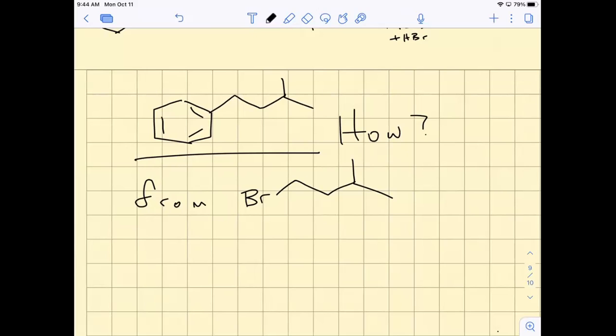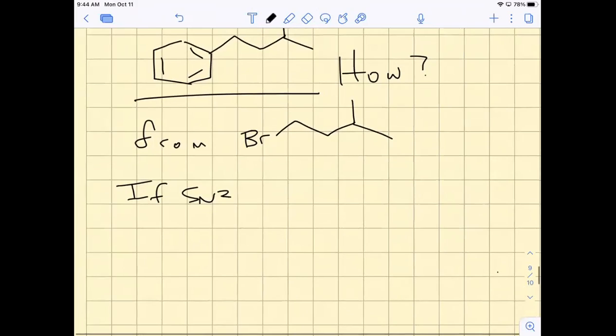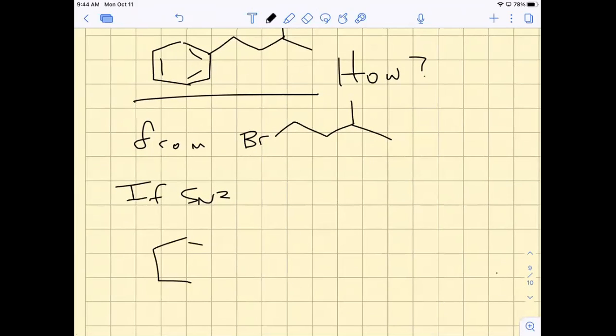Now I agree with your rationale, because you could do a benzylic substrate with a benzylic nucleophile. I agree with that. But I'm talking about if we had to start from this. Now, if we did an SN2, you're right, we could do this. Could we do a Gilman?